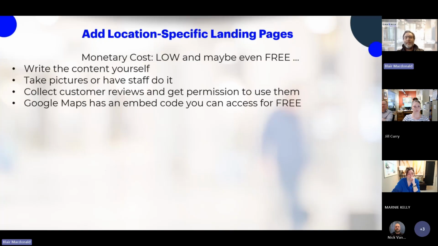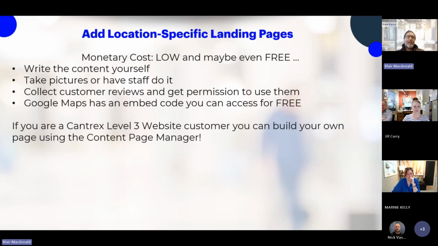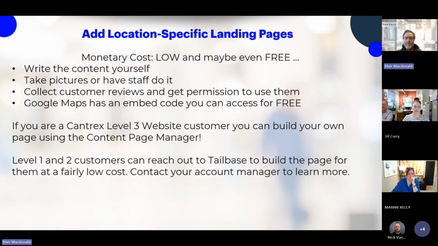Google Maps has an embed code that you can access for free, so it makes it super easy to do that. And if you're a Cantrex Level 3 website, just pointing out, you can actually build these yourself through the Content Page Manager. If you're not really tech savvy and you're not sure how to do that, obviously you can reach out to Tailbase. They can do it for you. And if you're a level 1 or 2 customer on a Tailbase website, you can also have them create these content pages for you as well. But you could just provide them the information to get yourself some cost savings.